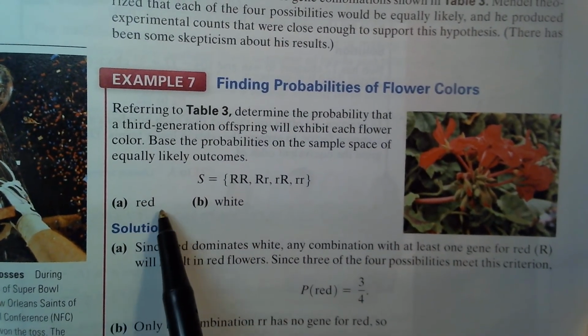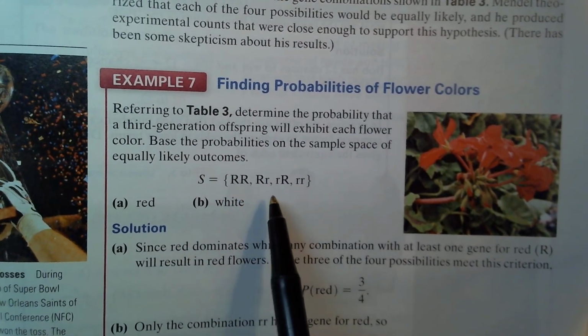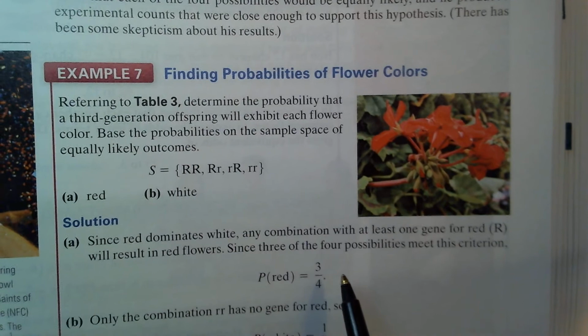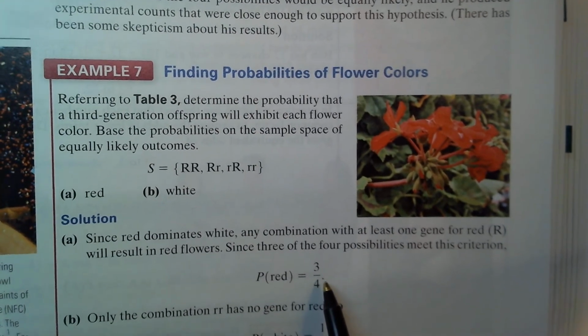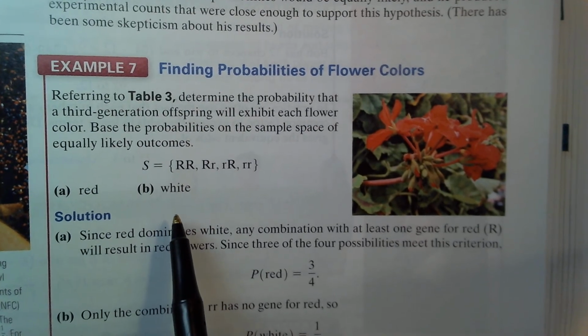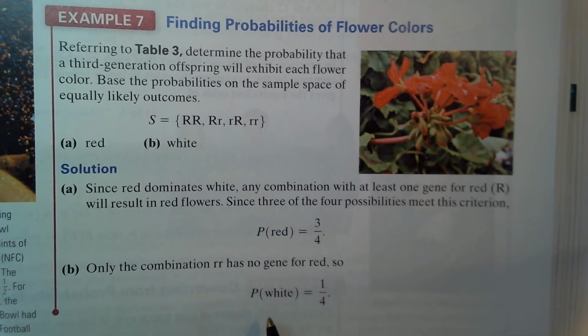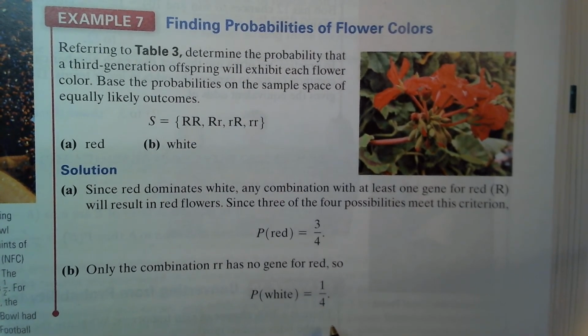Now for red, we're looking for dominant R. And so there are 1, 2, 3 of them. So 3 divided by 4, the probability of a red one would be 3/4. And for white, there's only 1 here. So the probability of a white one would be 1 divided by 4. So that is that probability.